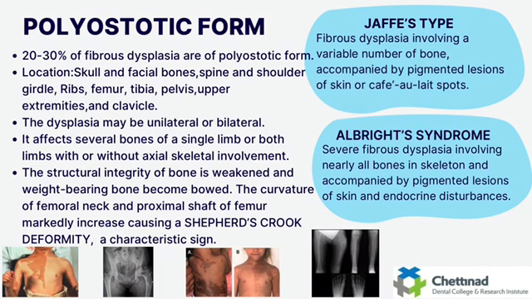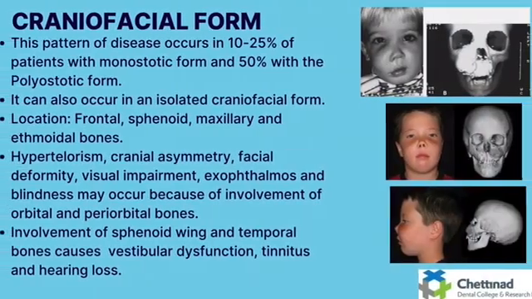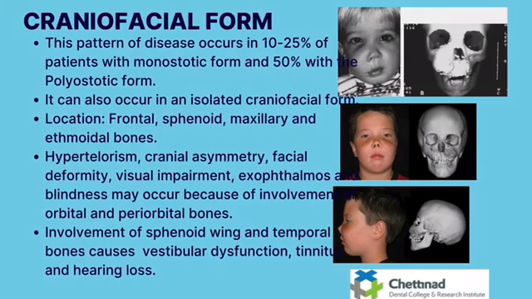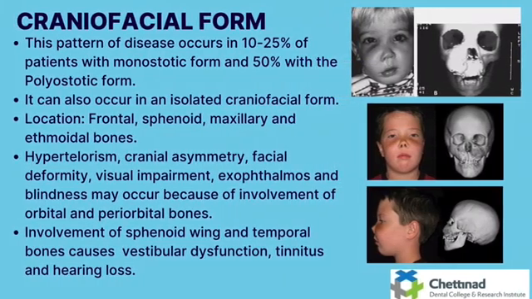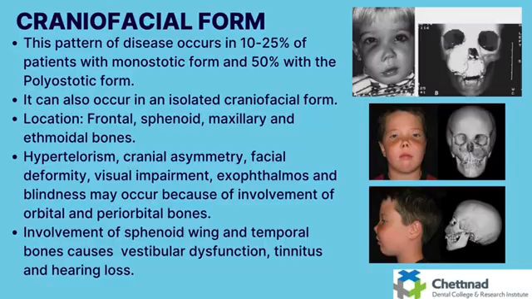The structural integrity of bone is weakened and weight-bearing bone become bowed. The curvature of femoral neck and proximal shaft of femur markedly increase, causing a shepherd's crook deformity, which is a characteristic sign. Craniofacial form. This pattern of disease occurs in 10 to 25% of patients with monostotic form and 50% of patients with polyostotic form. It can also occur in an isolated craniofacial form.